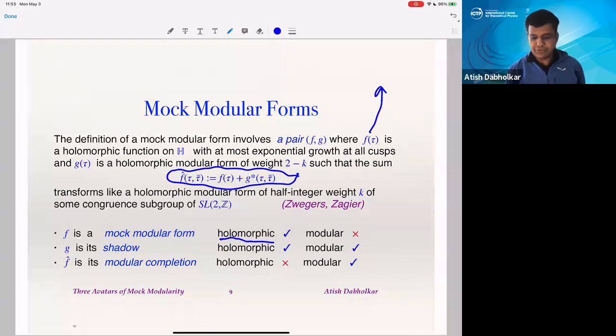g is called its shadow. It is both holomorphic and modular. And f hat is called the modular completion, which is modular. So you restore all this beautiful symmetry, but at the expense of holomorphy. So f hat is no longer holomorphic. f is not modular. g is holomorphic and modular, but actually g does not completely determine f. So that's why it was so difficult to wrap your head around this.